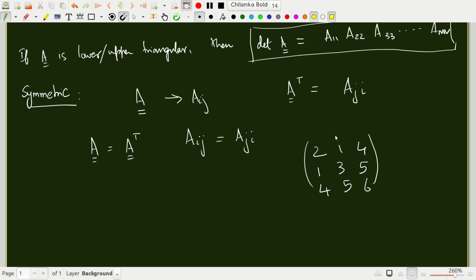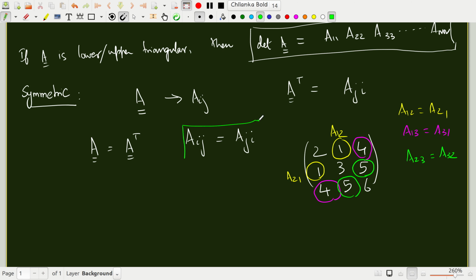This is the element A12, that is the same as A21. This is the element A13, that is the same as A31. And this is the element A23, and this is the element A32. So A23 is the same as A32. In general, Aij is Aji in index notation, or in abstract form, A is A transpose. If the matrix and its transpose are identical, then such matrices are said to be symmetric matrices.